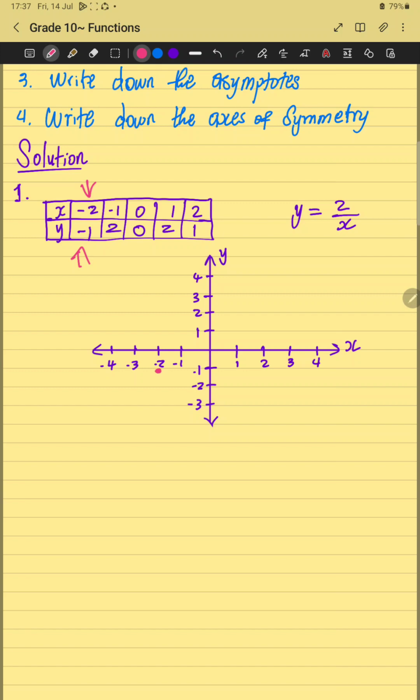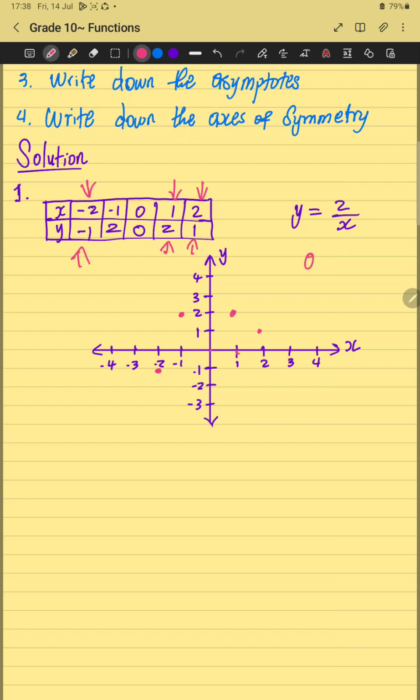And when x is -1, y is 2, so it must be somewhere here, and 0, 0. And then when x is 1, y is 2. When x is 1 here, y is 2 up there. And then when x is 2, y is 1, that is over here. Then now we need to sketch the graph. We need to draw the graph.